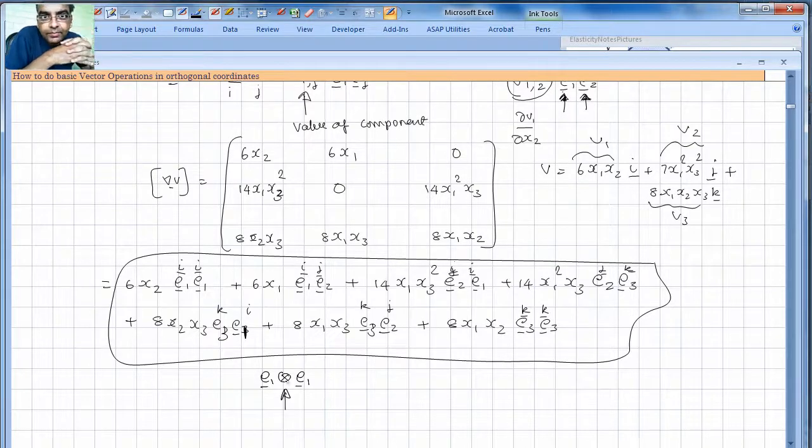Got the idea? Excellent. This is how we compute the gradient of a scalar, divergence of a vector, curl of a vector, and gradient of a vector in Cartesian coordinates. We are now going to do the same thing in other coordinate systems, and that will be the content of our next couple of lessons. Thank you.